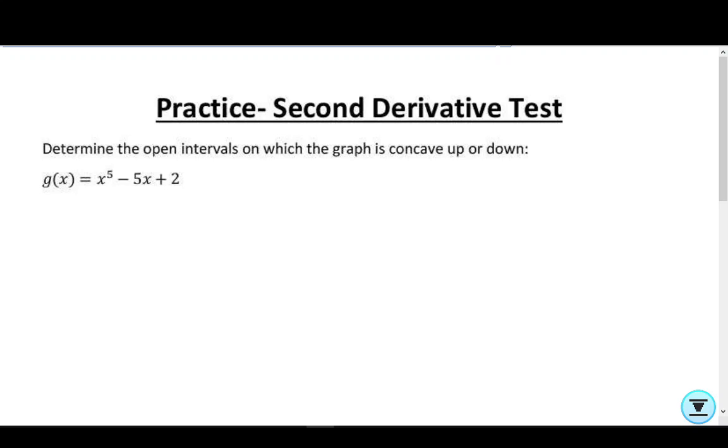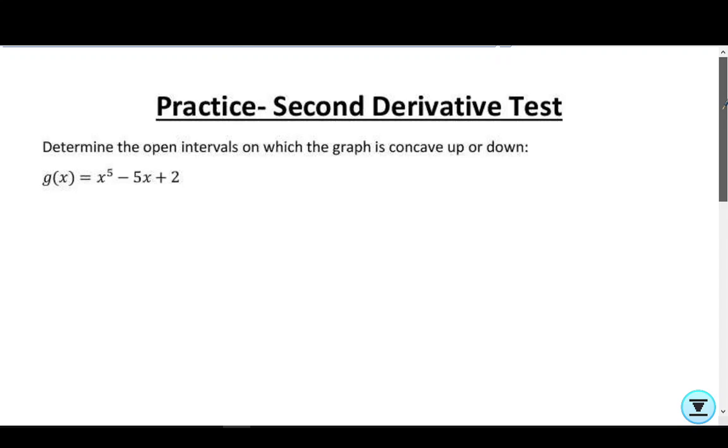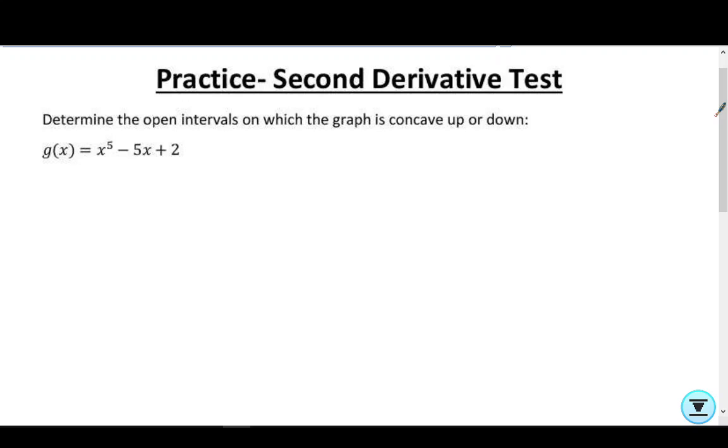Today we're going to be practicing our second derivative test, okay? So again, the second derivative test tells us our function's concavity. It also gives us our points of inflection. So it's asking us to determine the open intervals in which the graph is concave up or concave down.